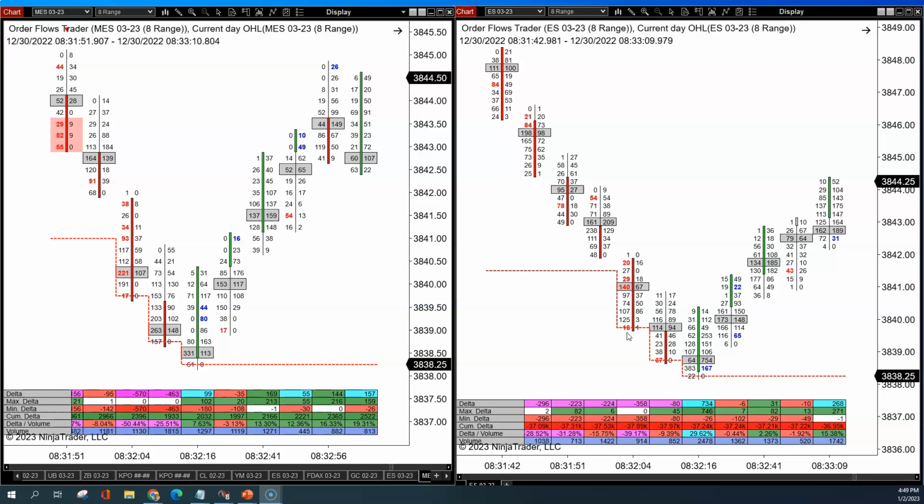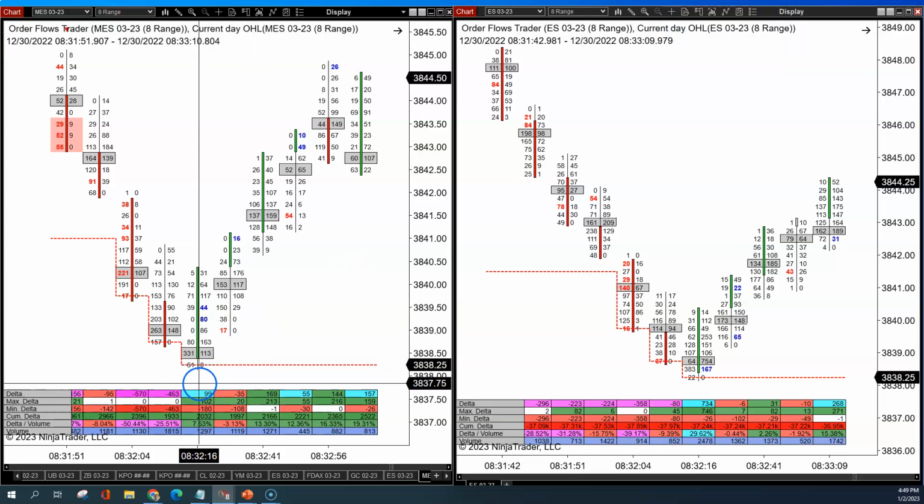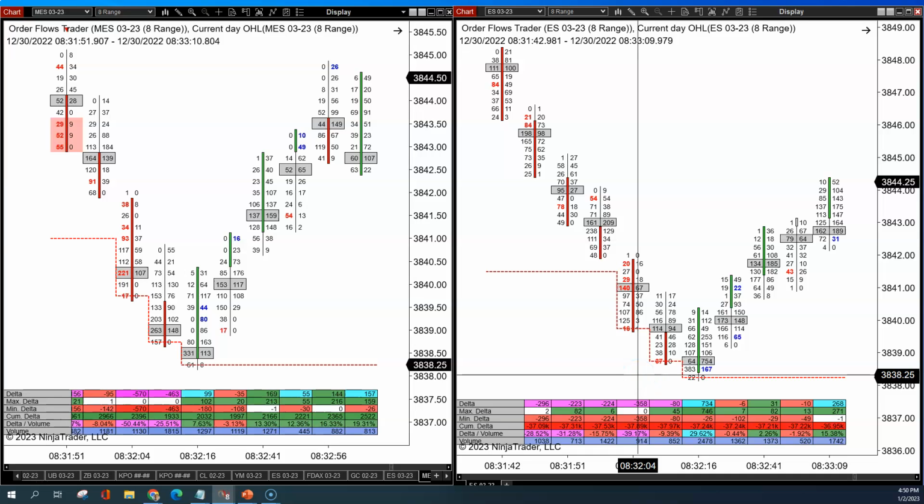We had that big late rally on Friday, so this is Friday's order flow in both. On the left side here is the MES, on the right side is the ES. This is an 8-range chart because someone asked me what's a good range-based chart to use for ES or MES. I like to use an 8-range, but you could also use a 10-range. I think a 4-range or 5-range is too fast for the equity markets, and 8 to 10 is my sweet spot for analyzing the order flow.